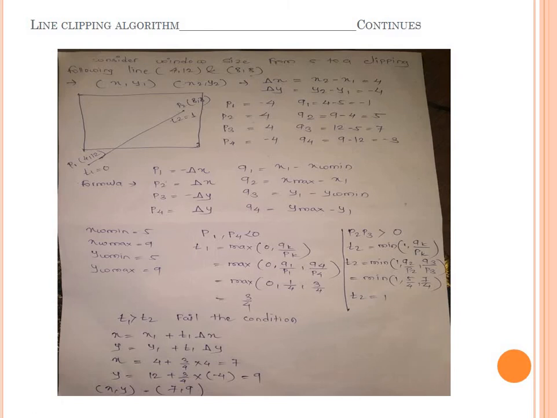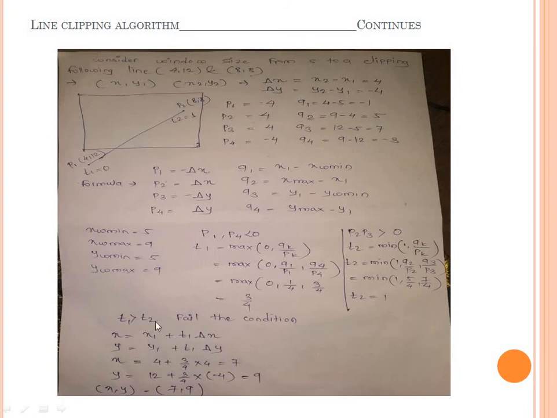T2, then the line is completely outside of the boundary. Here the T1 value is 3/4 and the T2 value is equal to 1. So the condition fails, that is T1 is not greater than T2. The value is something like 0.something, so T1 is not greater than T2.